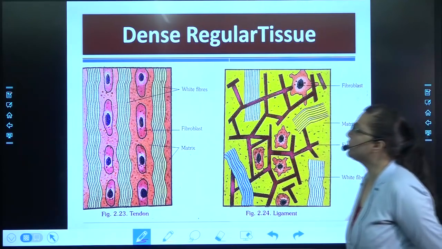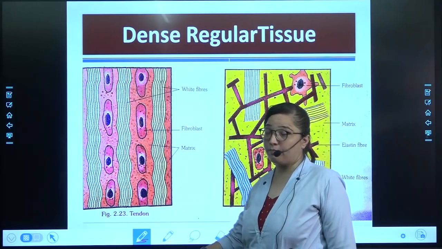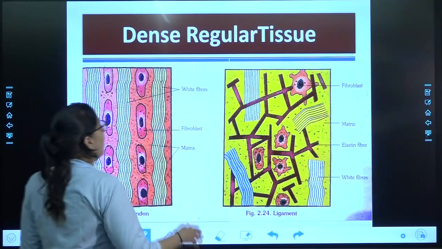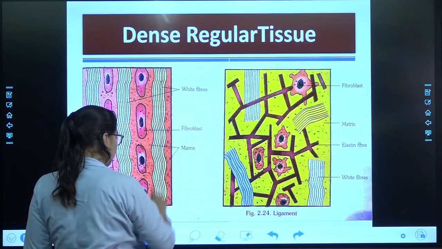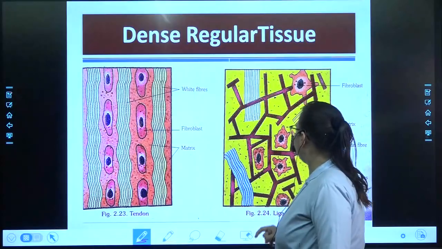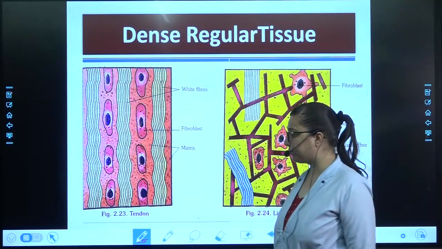So you were able to say that the white fibers are in straight parallel bundles arranged over here. Here they are scattered. Then you saw that the fibroblasts are arranged in a row over here. Here they are scattered. Then yellow fibers are present over here while they are not present over here.